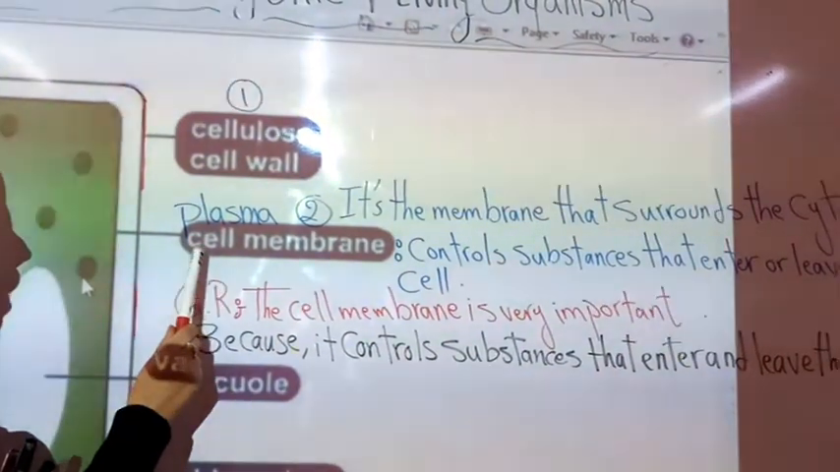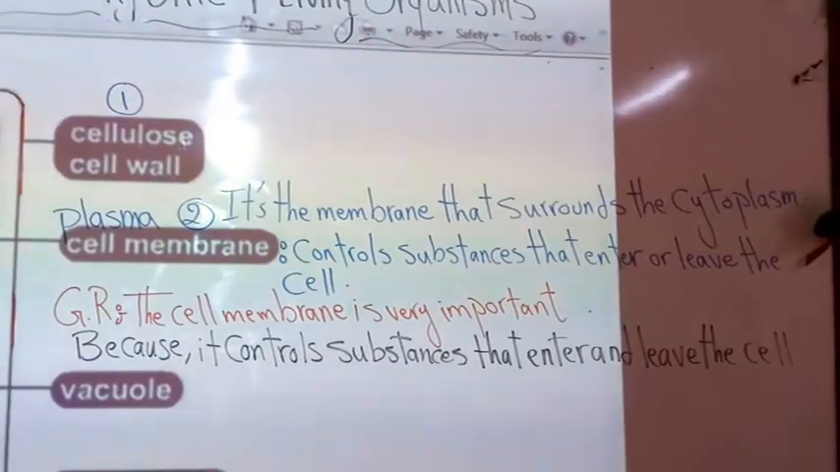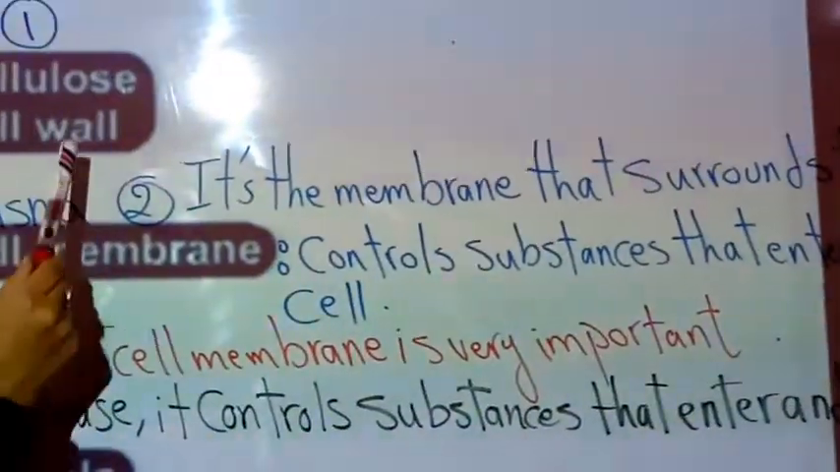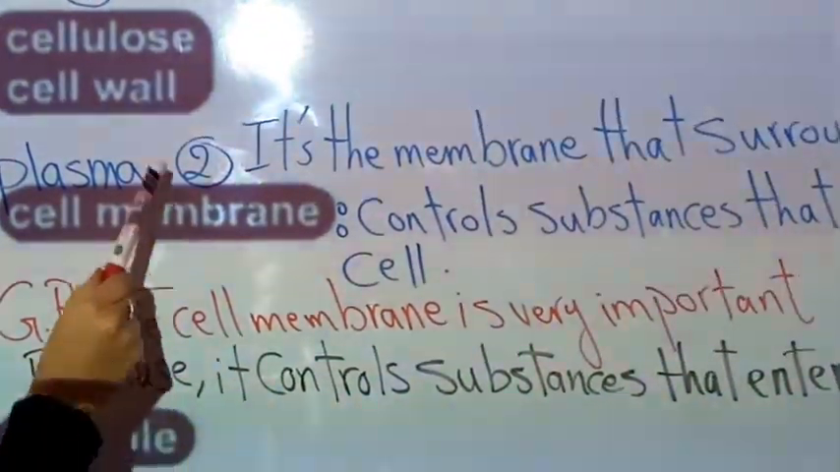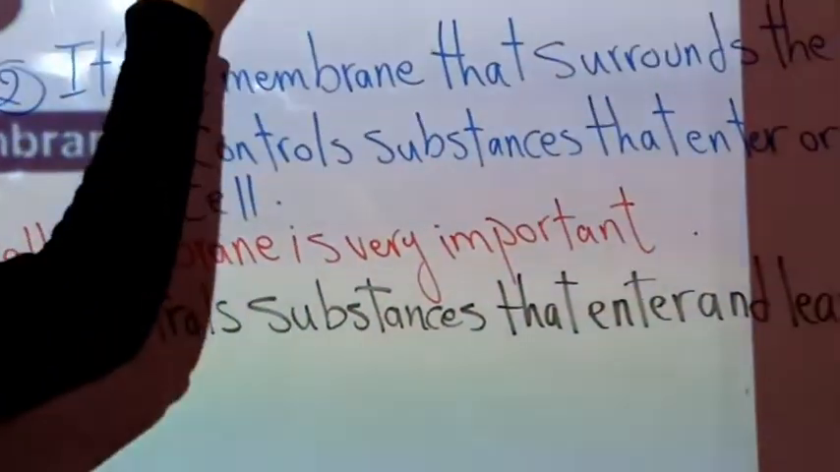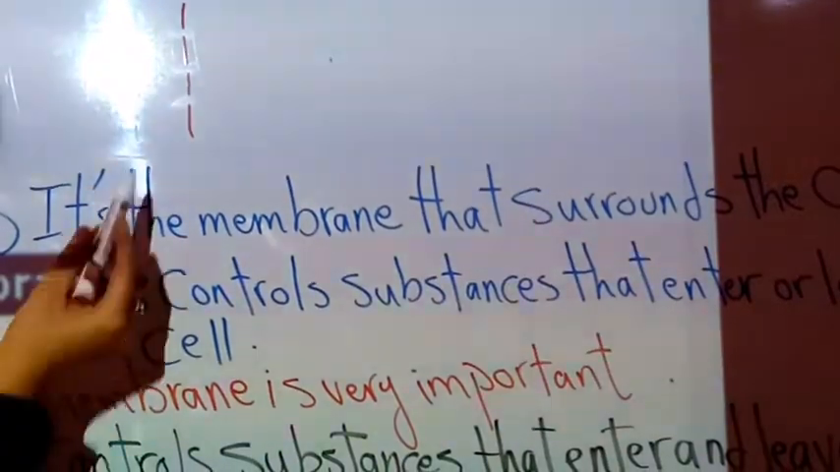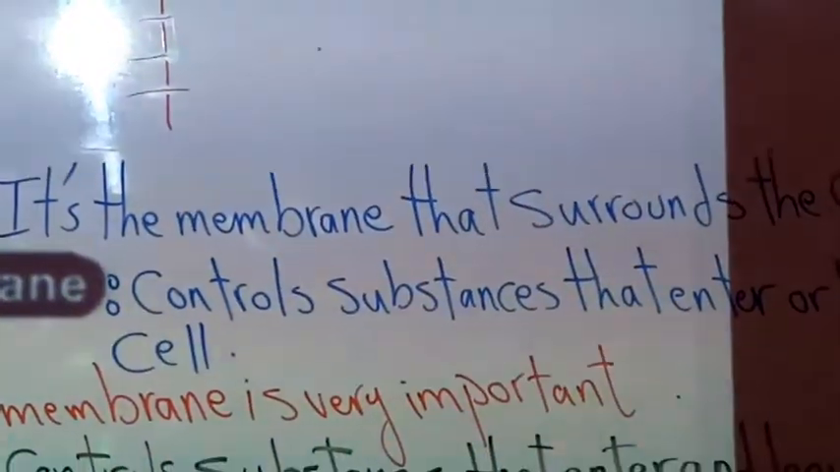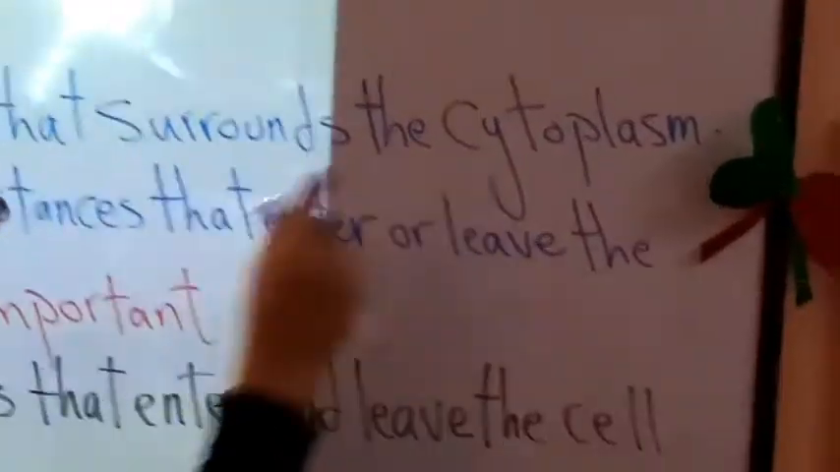Number two, we have the cell membrane or plasma membrane. First, what is the difference between membrane and wall? The membrane is the same as the wall, but it has small holes. Like the wall, but it has small holes. It's the membrane that surrounds the cytoplasm.